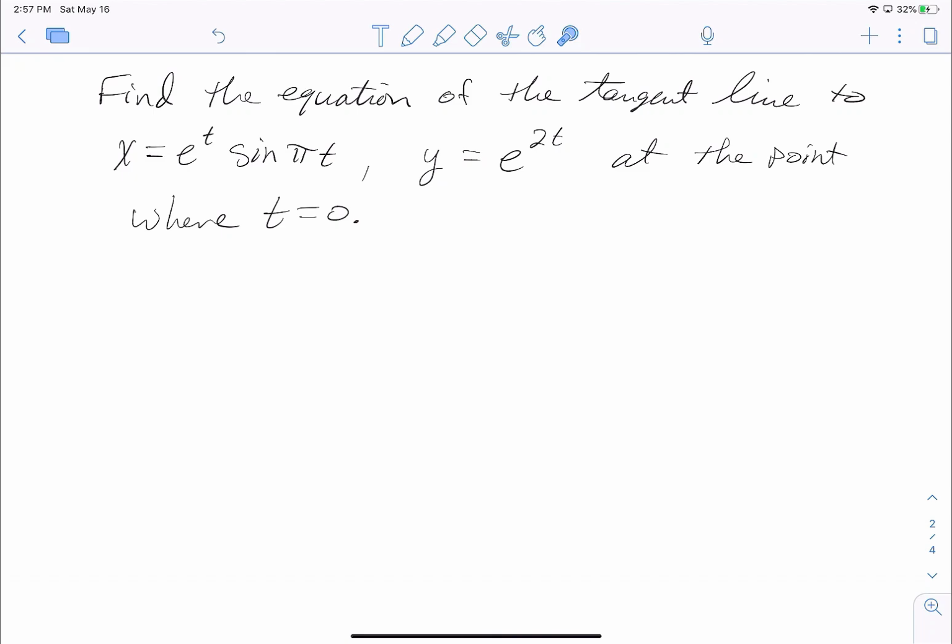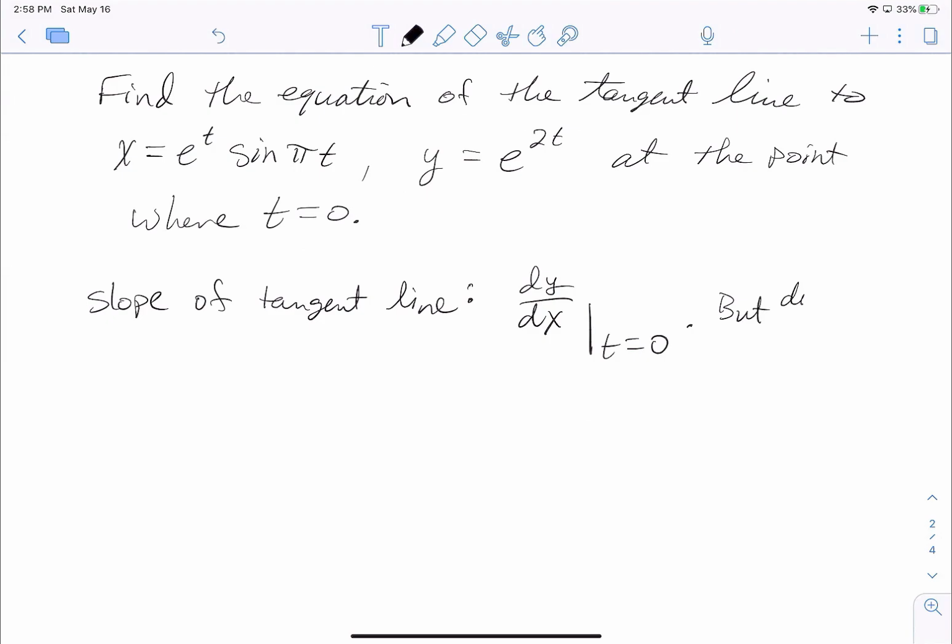Let's apply some of these formulas that we just saw in a previous video. Find the equation of the tangent line to x equals e to the t times the sine of pi t, y equals e to the 2t, at the point where t is equal to 0. Remember that the slope of the tangent line is given by dy/dx. In this case, it's dy/dx evaluated at t equals 0.